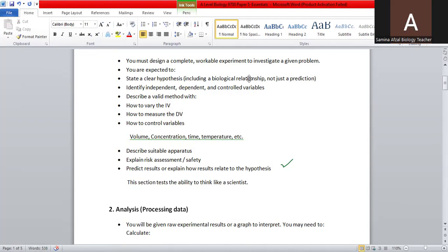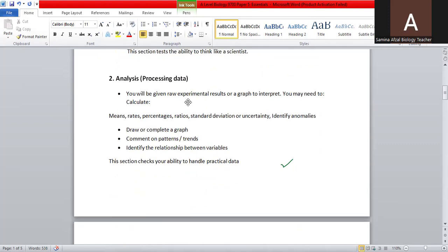After planning, the second part of this paper is that you will be given raw experimental results or a graph to interpret. You may need to calculate, so there will be some calculations. There will be given data, and with the help of that data you have to draw a graph and interpret a graph.